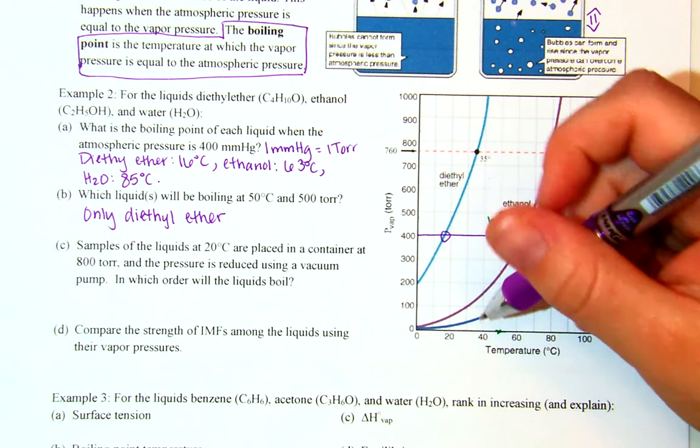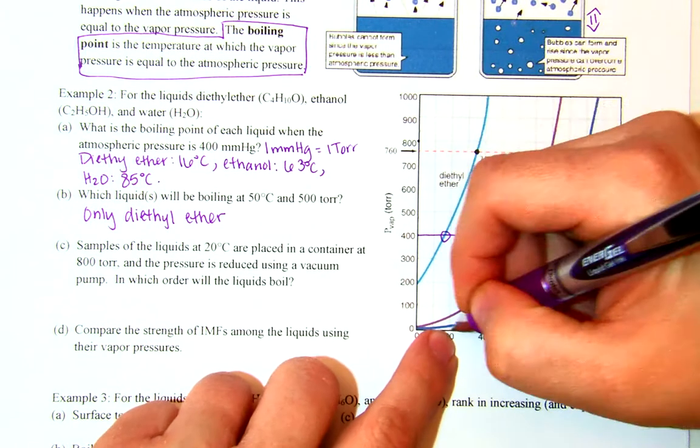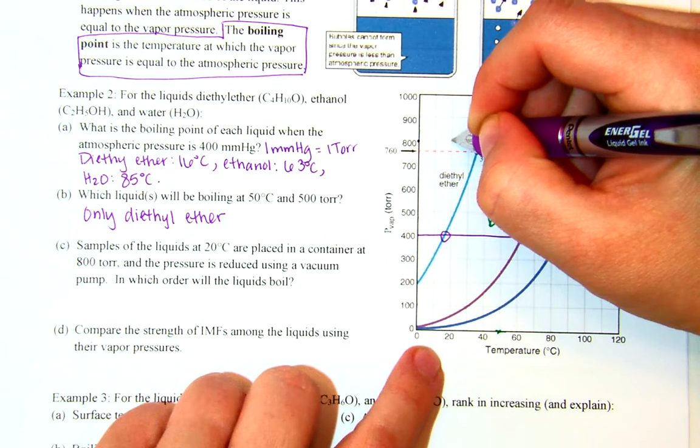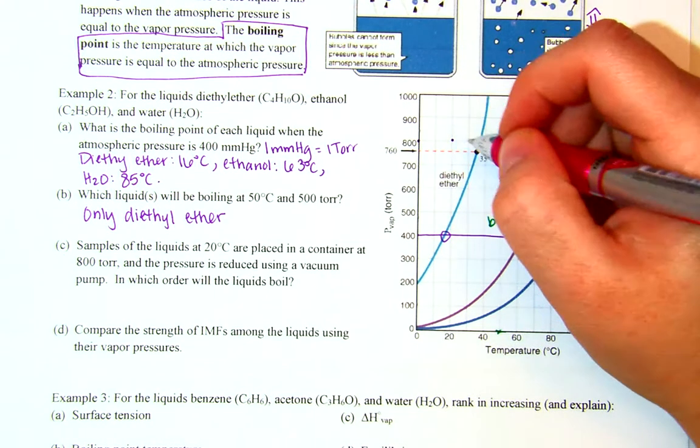So let's find our 800 torr. That's right up here, and we're going to do 20 degrees Celsius. All right, so initially we're starting here. Use a different color so I can show you what happens. So now it's saying that we're using a vacuum pump, so we're going to go ahead and decrease the pressure.